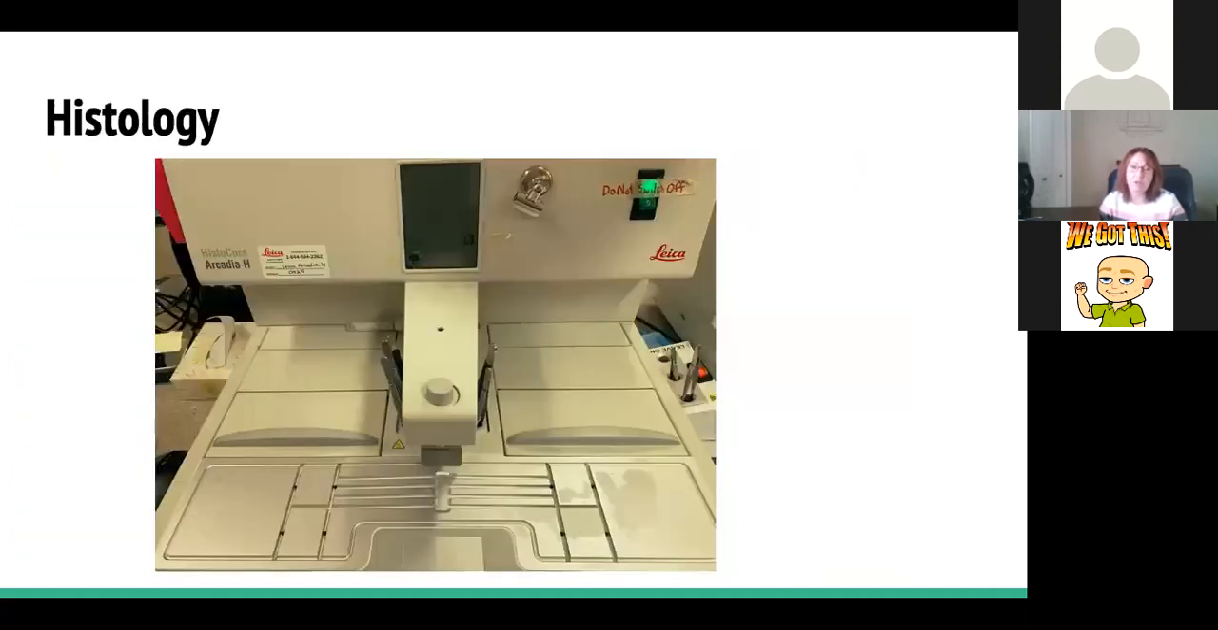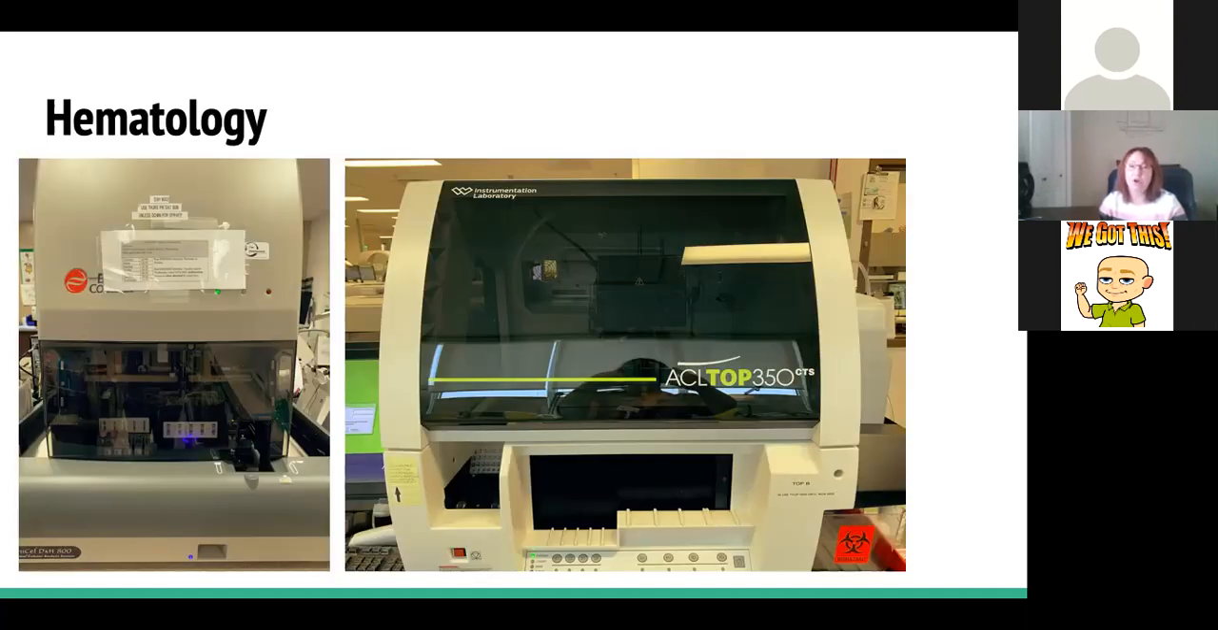The machine on the right is called a top, and not every lab will have this machine in their hematology department. We actually have ours in chemistry, but I thought it was a good place to talk about this. It is for coagulation.